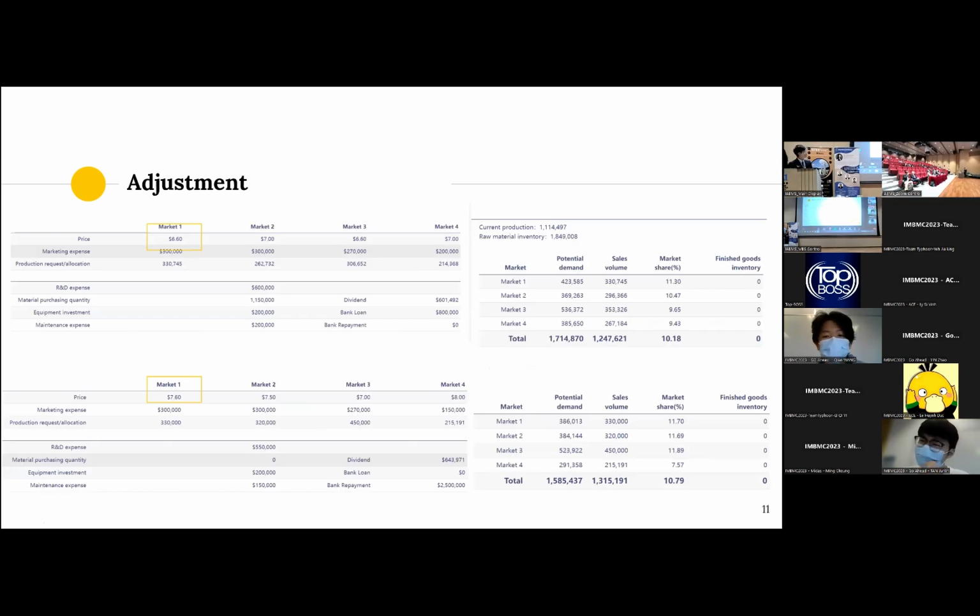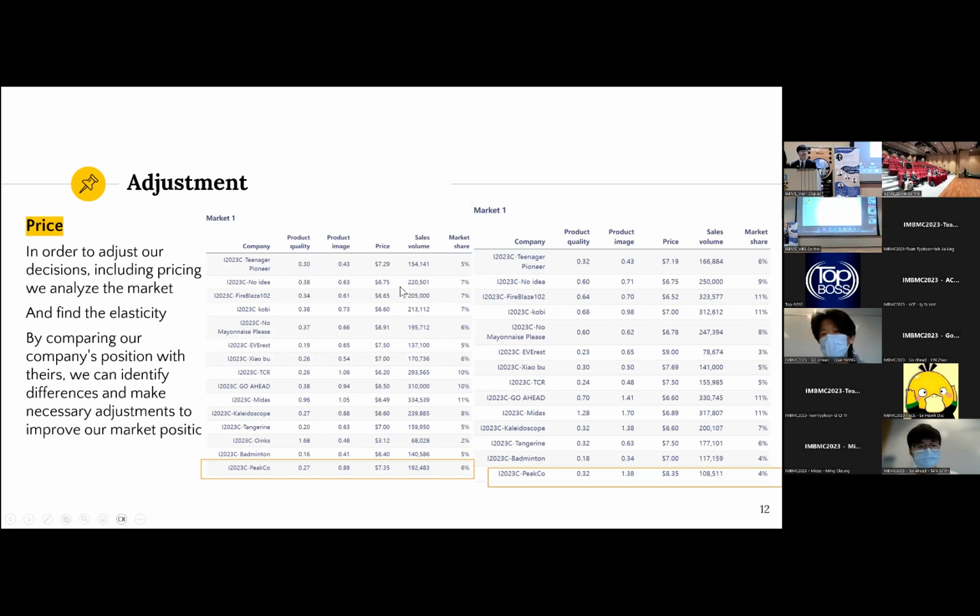Then we come to the adjustment for our price. How we adjust our price from round 4 to round 5, that the price is from $6.6 to $7.6. We're going to analyze the elasticity because we want to decrease our potential demand by about 90,000. So we're going to observe the company Pico, that increased their price from 7.3 to 8.3, and their demand decreased by about 90,000. So we're going to increase our price by $1, and that's it.